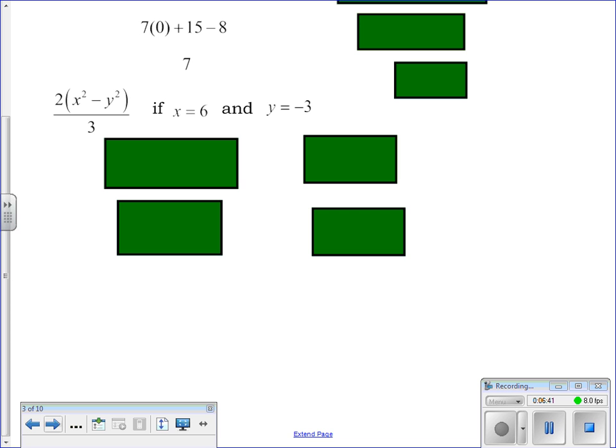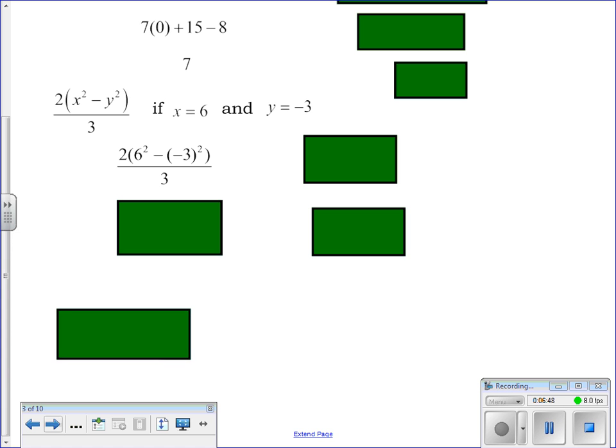So the next one's a little trickier because I've got a lot more stuff going on. But your first step is still exactly the same thing. Plug the numbers in. That's all you do is plug in the numbers. You'll notice when I put in -3 for y, I put parentheses around the -3 because I'm doing something with that -3 other than just putting it in there. Okay, does that make sense? First step, just write the numbers in. Okay.